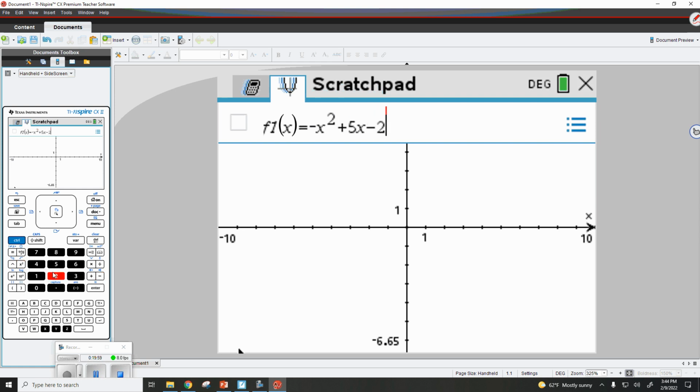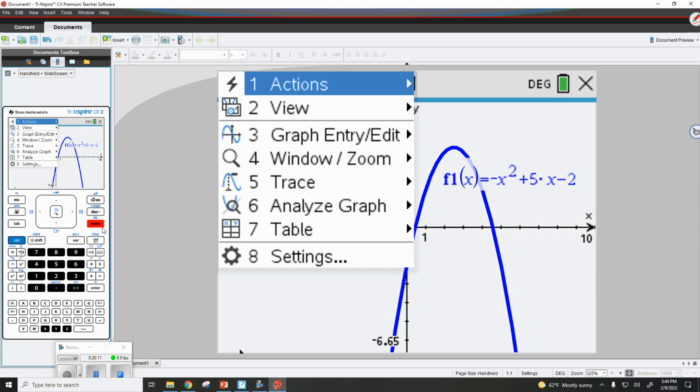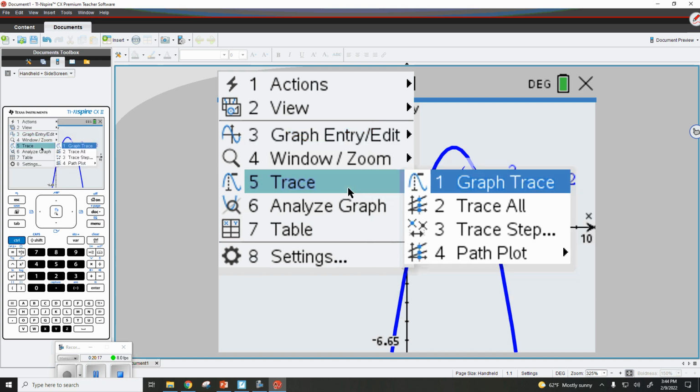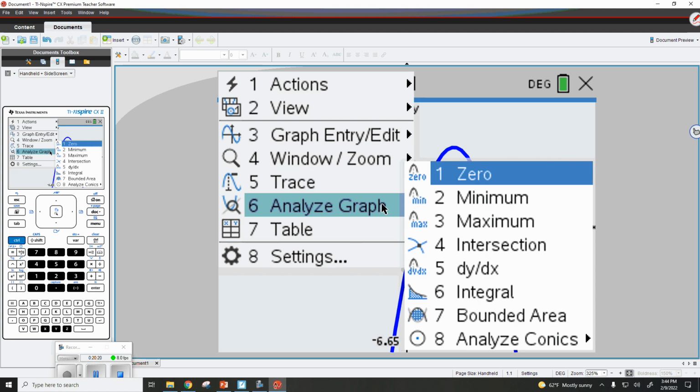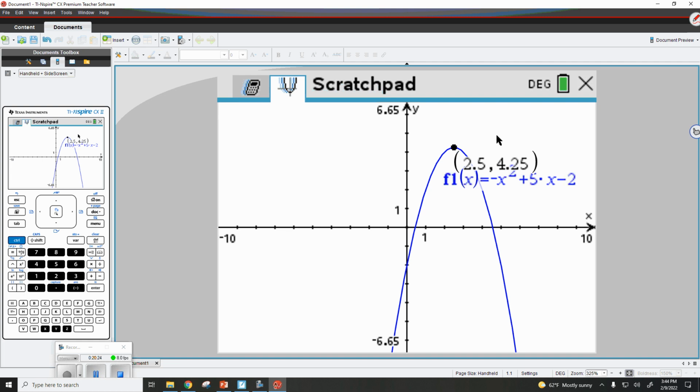-2. Enter. And then from here, find out where the vertex is. So menu 3, and what was it? Was it trace? You could do it by trace. Analyze graph is typically where I go. Okay, so minimum, maximum.